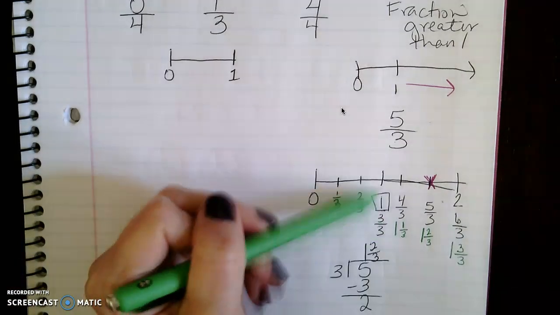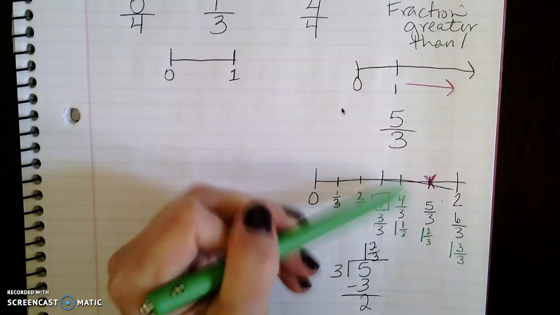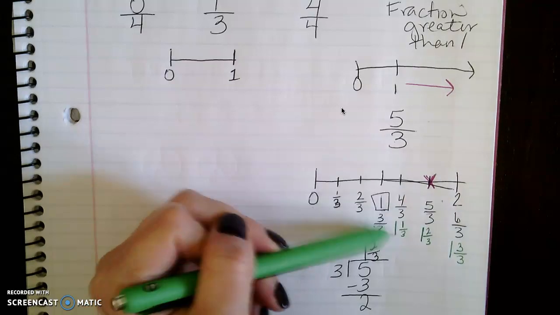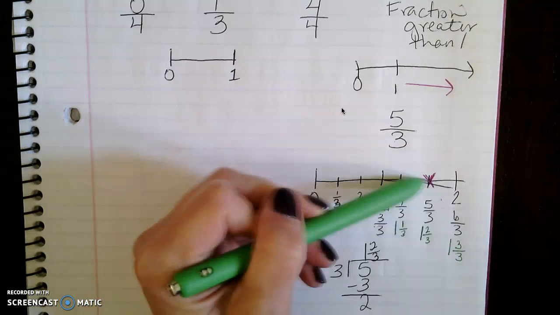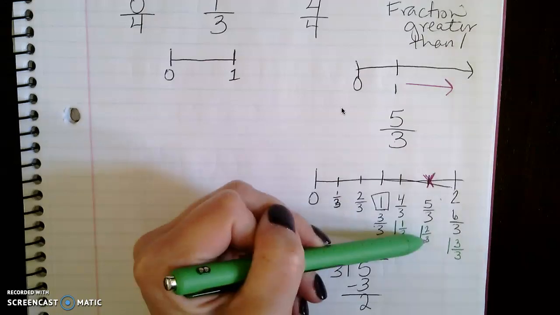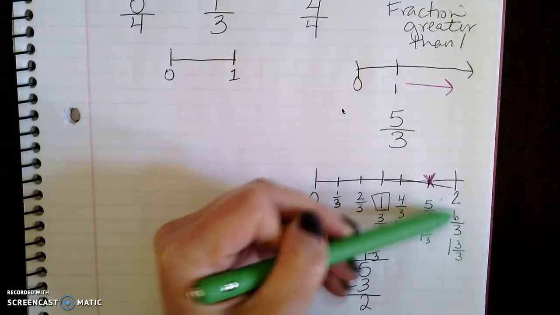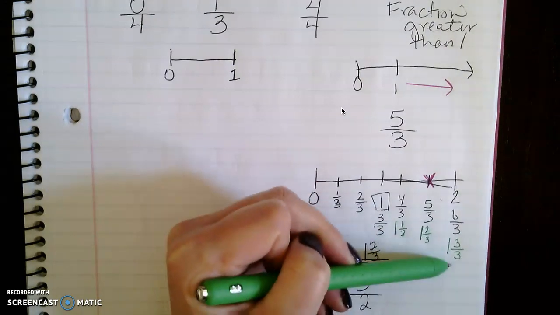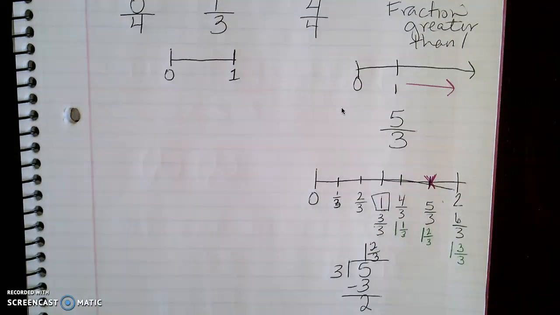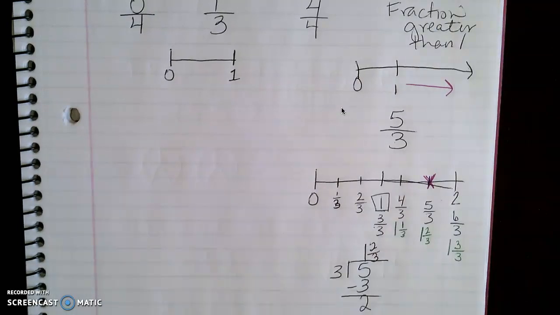So this can be 1 whole, or it can be 3/3. This could be 4/3 or 1 1/3. This could be 5/3 or 1 2/3. This could be 2 or 6/3 or 1 3/3. I can write that in so many different ways. So the point of this review was to practice changing improper fractions into mixed numbers. I just want to explain why it works.